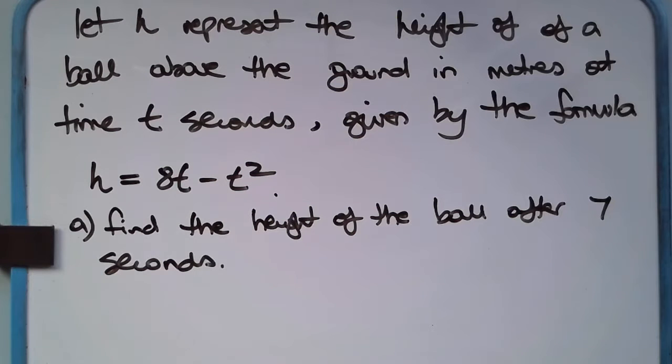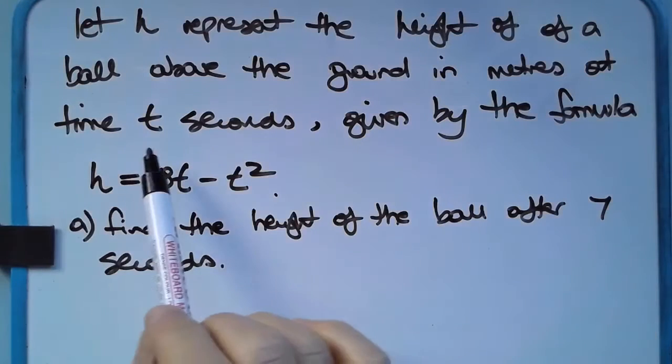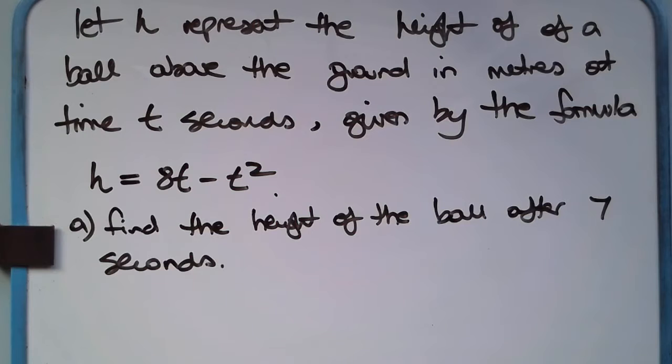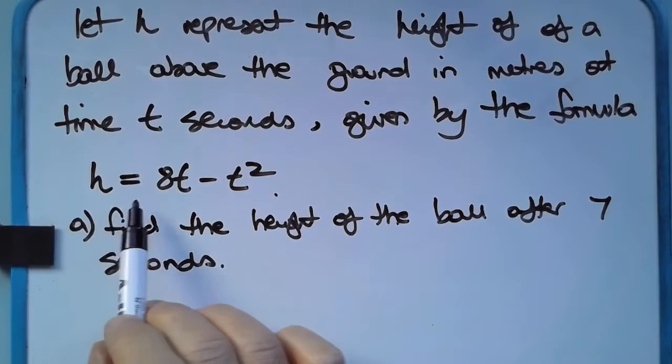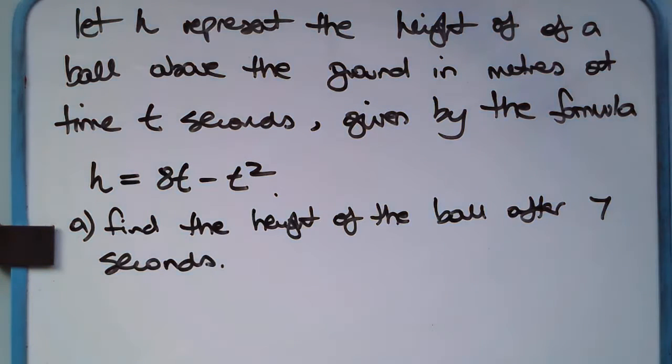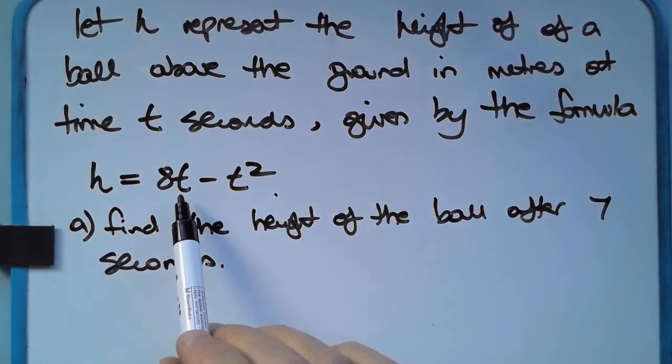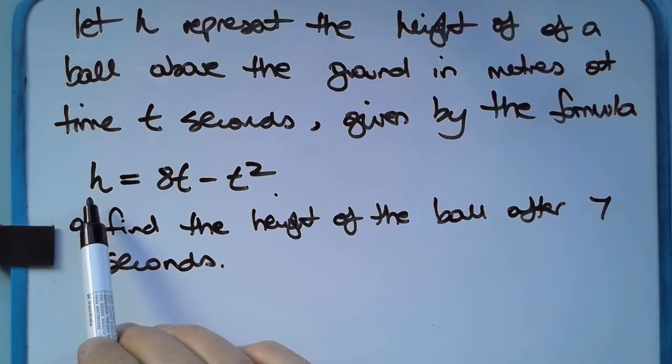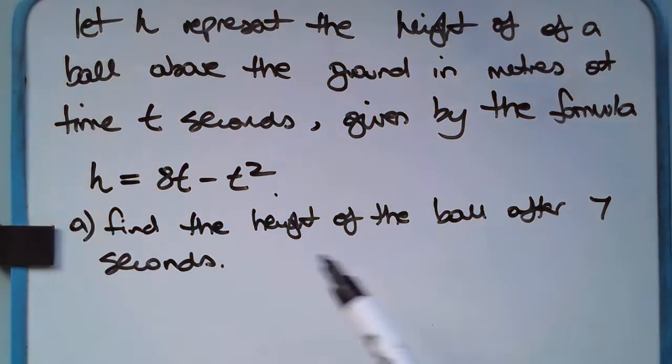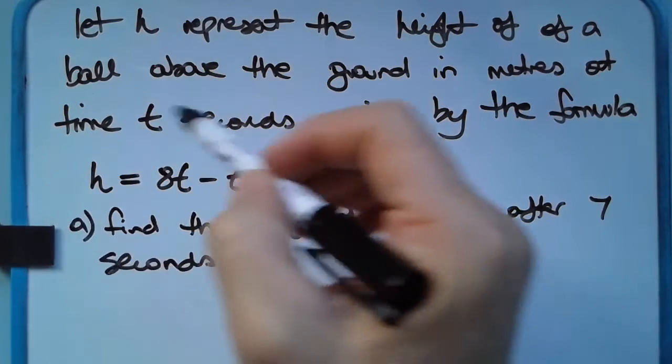Right, let's have a look at an example now that uses a formula to calculate the height of a ball above the ground in meters at time t seconds. The formula is given here: h equals 8t minus t squared. Obviously, at the 0 time mark, h is going to be 0, and as time moves forward, the height is going to change.